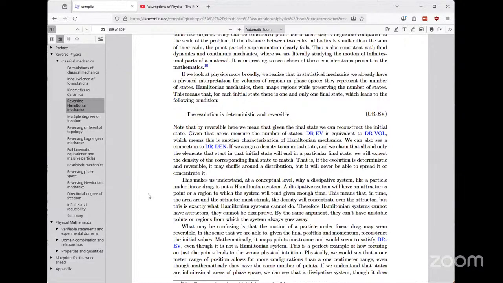You can also see a connection to the conservation of densities. We assign a density to an initial state, and we claim that all and only the elements that start in that initial state will end in a particular final state. We'll expect the density of the corresponding final state to match. That is, if the evolution is deterministic and reversible, it may shuffle around a distribution, but it will never be able to spread it or concentrate it.